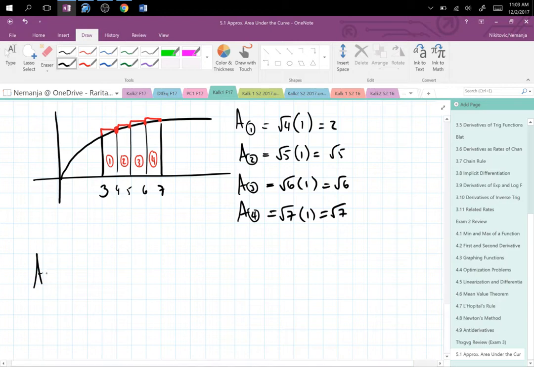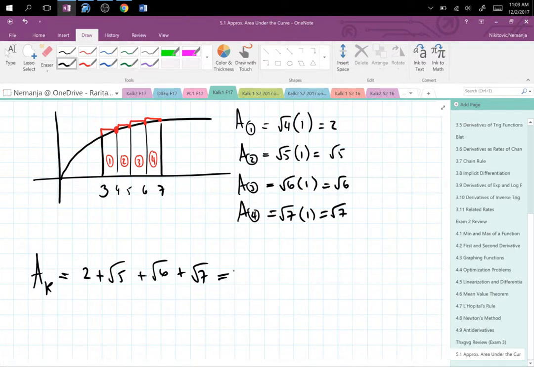So now area, I'll put R for right side, is 2 plus root 5 plus root 6 plus root 7. And that's going to go higher than what we had before. So let's see. And I'm getting 9.33.